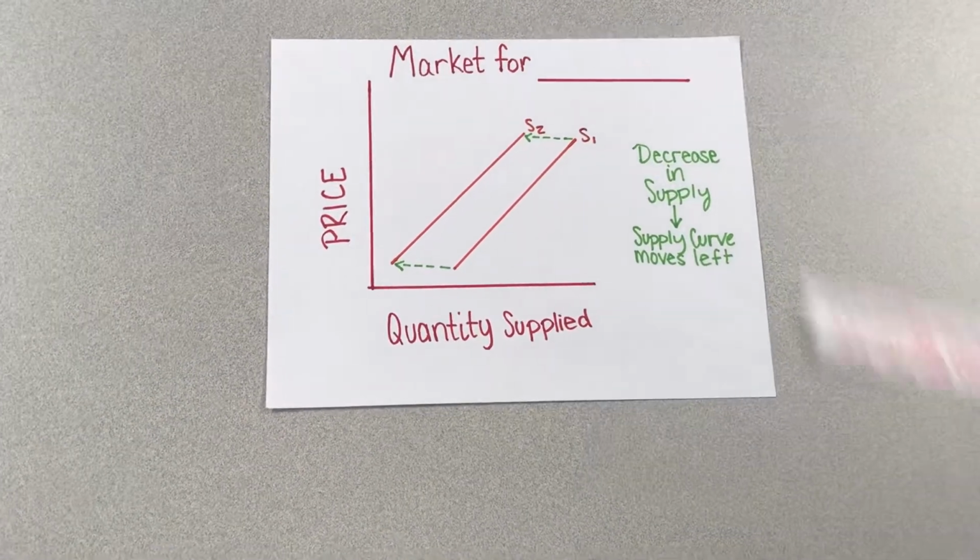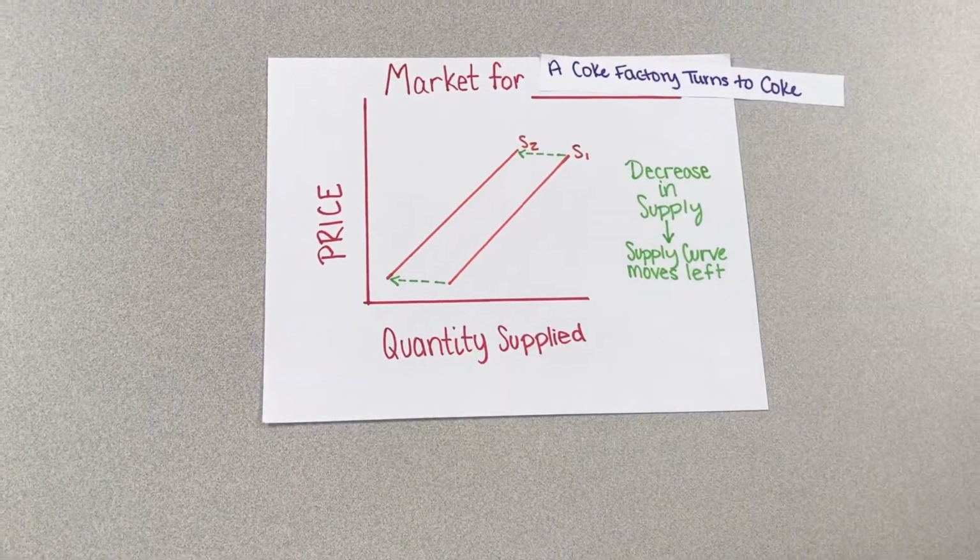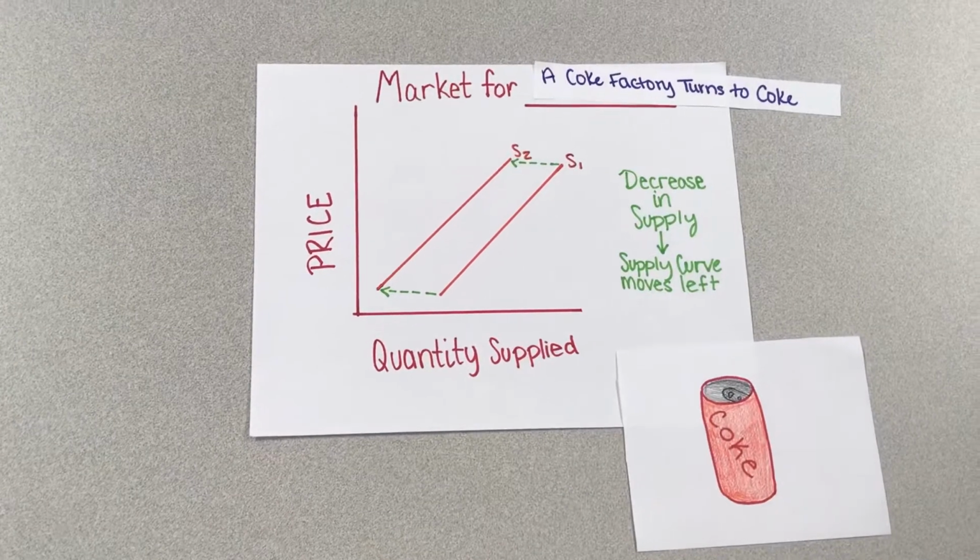Another non-price determinant occurs when opportunities in a different market are good. For example, a Coke factory switches to a Pepsi factory because opportunities are better for Pepsi.